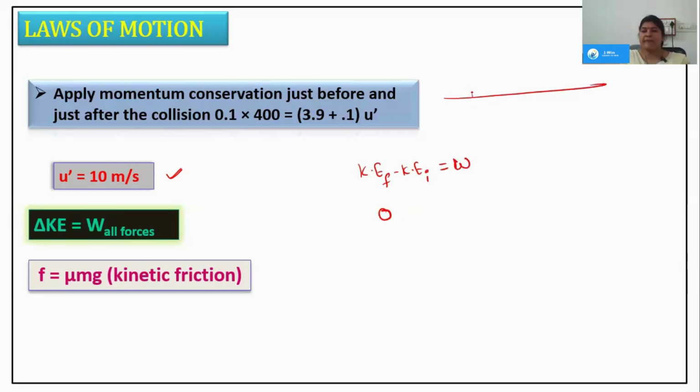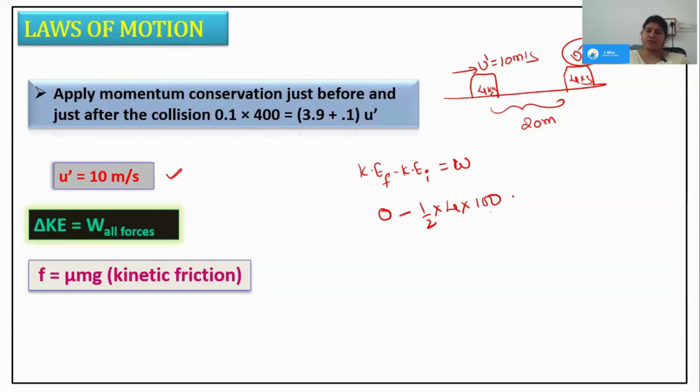Why? Because the block and bullet together, 4 kg, move with velocity u dash, which is equal to 10 meters per second. After traveling 20 meters distance, it comes to rest. Its velocity becomes 0. Final velocity is 0. Final kinetic energy is 0, minus initial kinetic energy, half m, mass is 4 kg into velocity 10 square, 100. So which is equal to work done, work done by the frictional force.